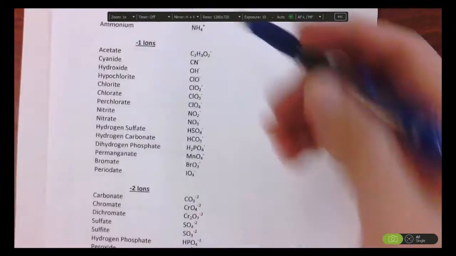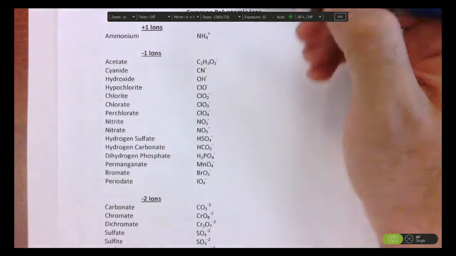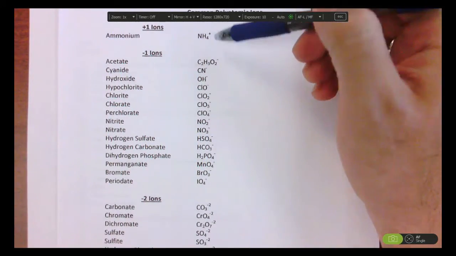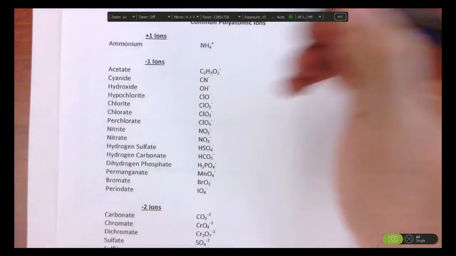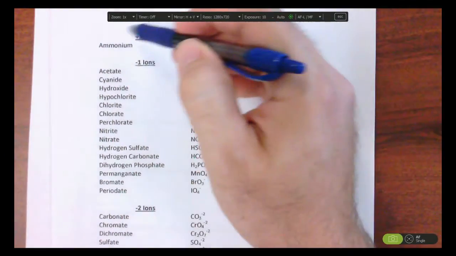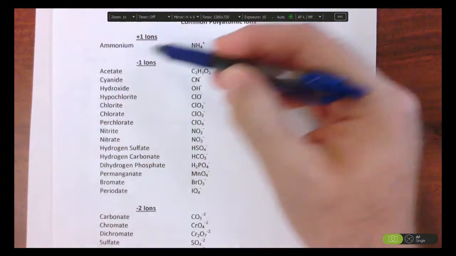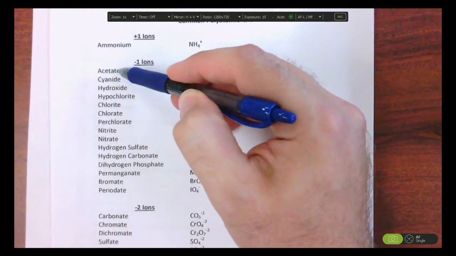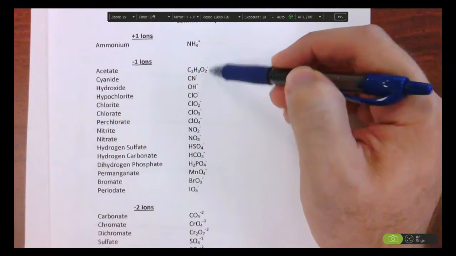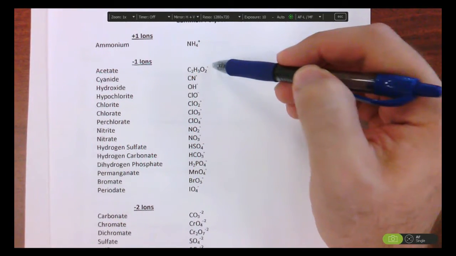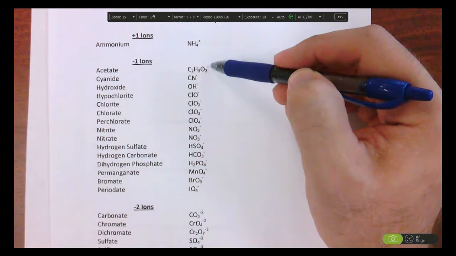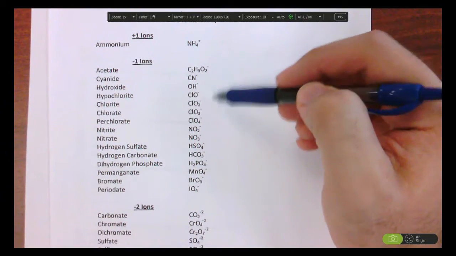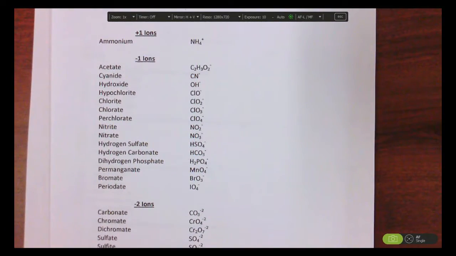So on your polyatomic ion sheet, do realize this. I'm reminding you, to receive credit, I don't have to see this right here, but I have to see on one side the name and on the other side the formula with the sign. Do not forget about the sign. Yes, it's very tiny and it looks like just a dash, but that dash is very important. That's the charge.